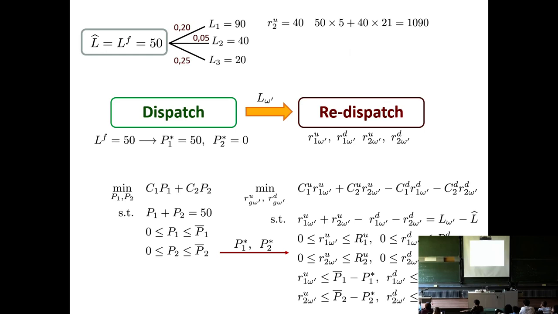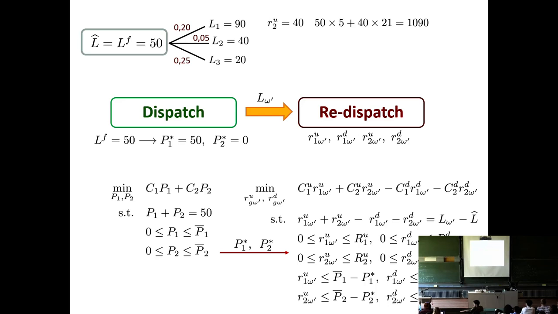Yes, so we have a 50% probability of forecast 50 and 50% for the other one, yes. It means that our provider of the forecast is always giving us 50 or 100. That's it. I mean, it's unrealistic, because we know that the load is a continuous variable, so the forecast should vary continuously, but it's just for this example, okay?